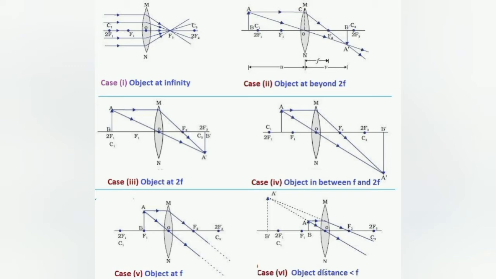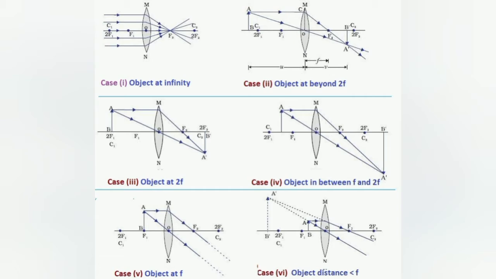Let's come to the second one. In the second one, the object is beyond 2f. 2f is known as the center of curvature. So if the object is placed beyond 2f, beyond the center of curvature, then you can see the image formed between f and 2f. You can see in the second picture.